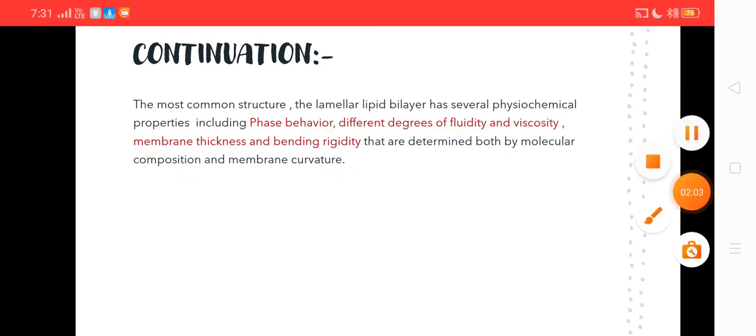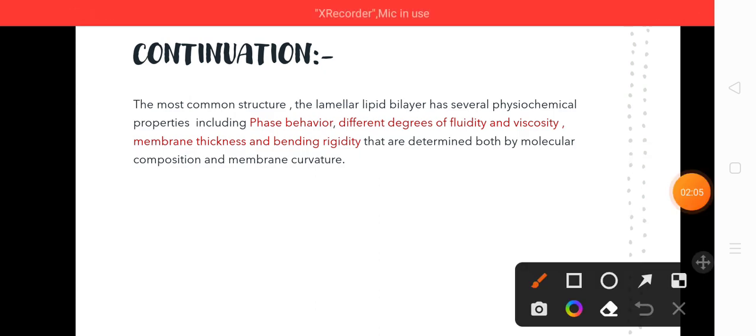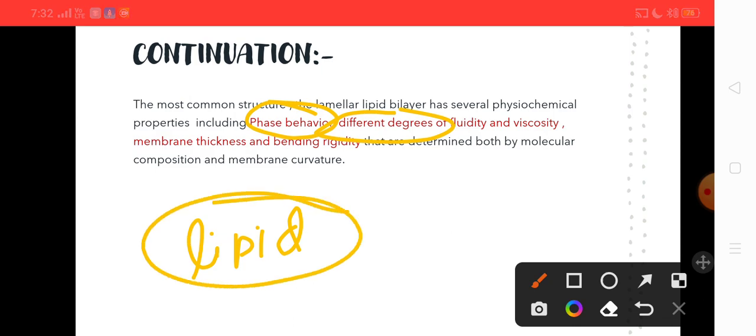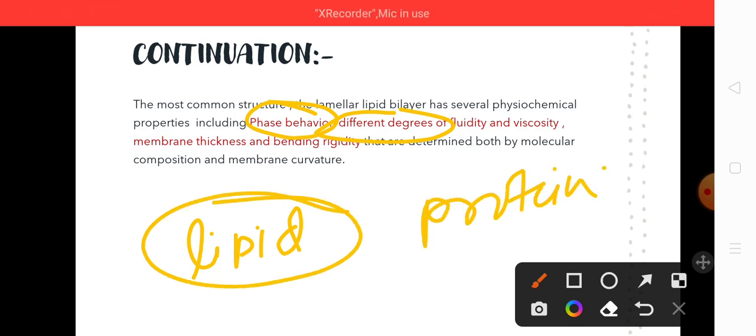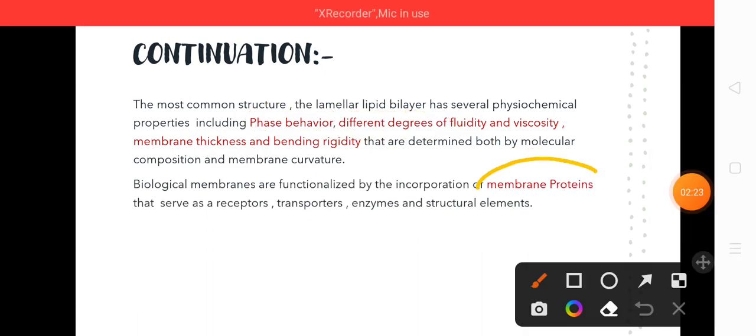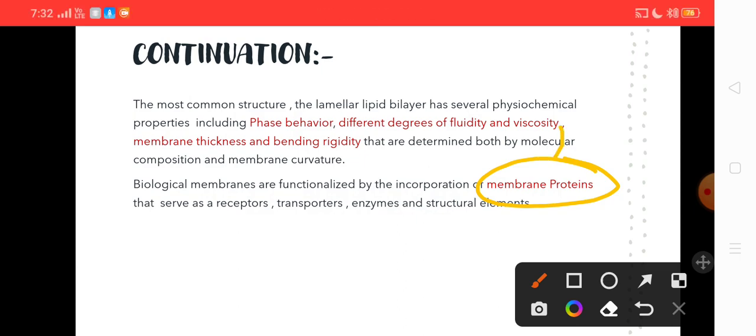So it is very clear to us that to determine what the physicochemical property of a lamellar bilayer will be, we first have to analyze the biochemical composition of the lipid and protein, right? Along with lipid, biological membrane proteins will also play a very important role in a cell membrane, because they introduce functionality to the membrane. And this membrane protein can serve as a receptor, a transporter, enzymes or structural elements.